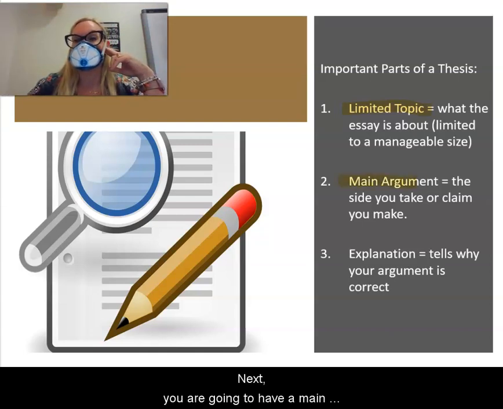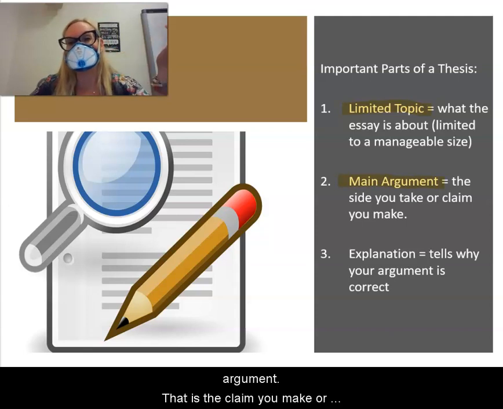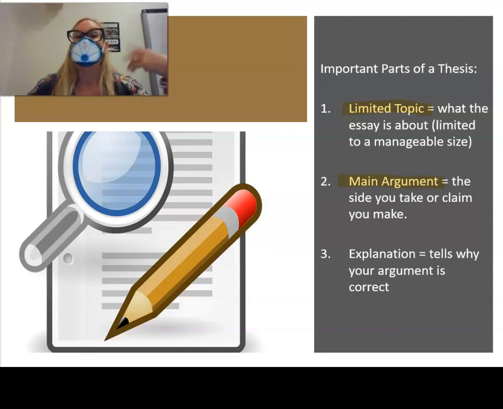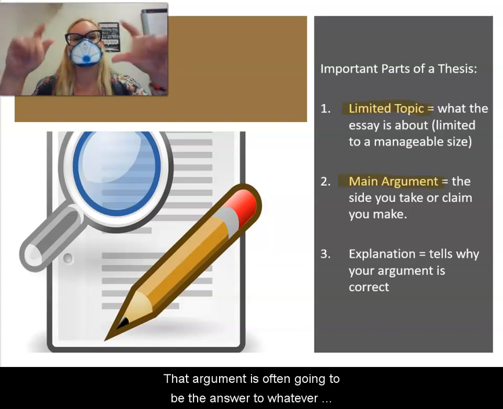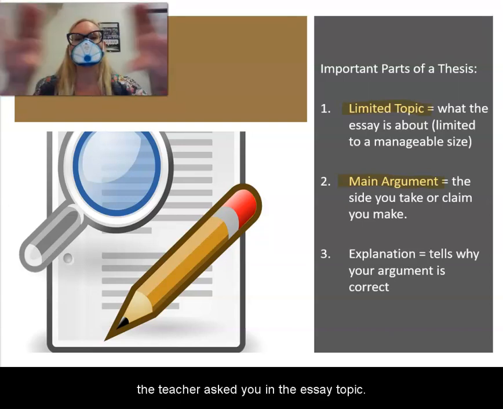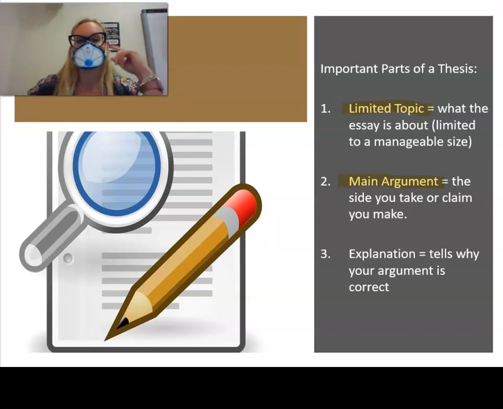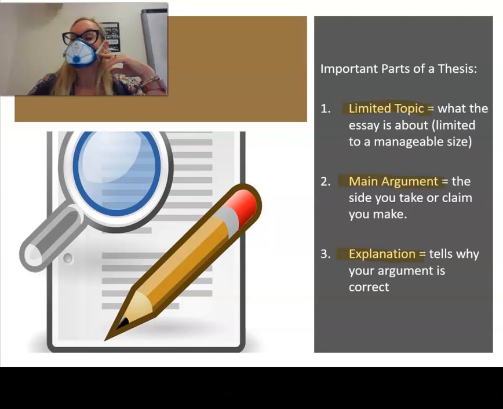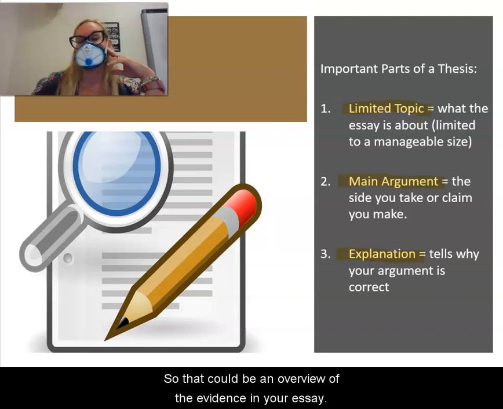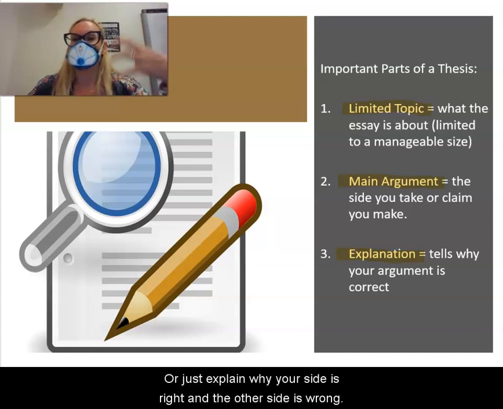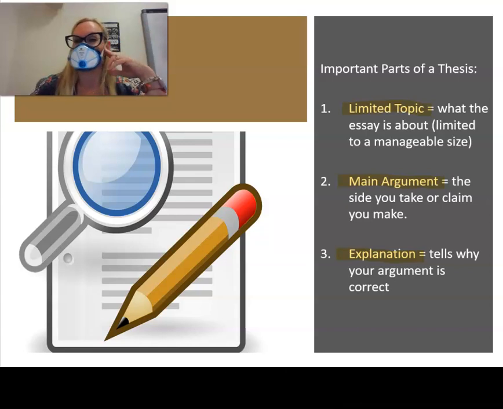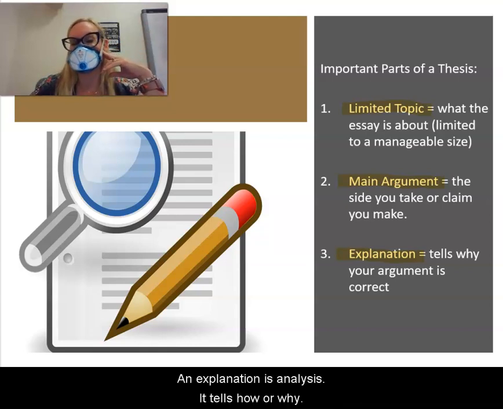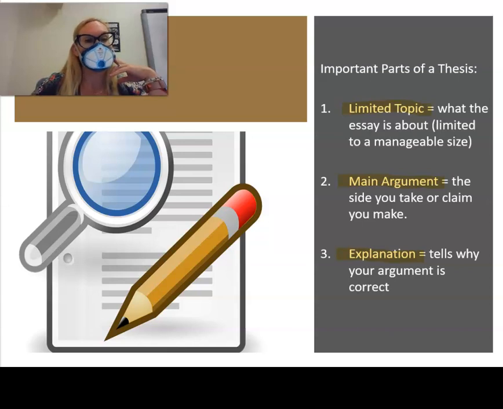Next, it's going to have a main argument. Now that's the side you take or the claim you make. Often, that argument is going to be the answer to whatever the teacher asked you in the essay prompt. And 3, an explanation, and that tells why your argument is correct. So that could be an overview of the evidence you're going to give in your essay, or just explain why your side is right and the other side is wrong. All right? An explanation is analysis. It tells how and why.